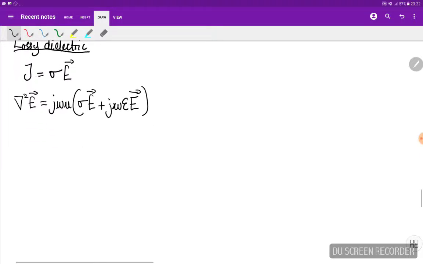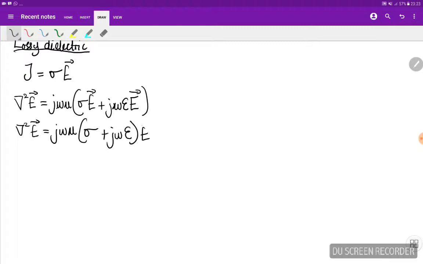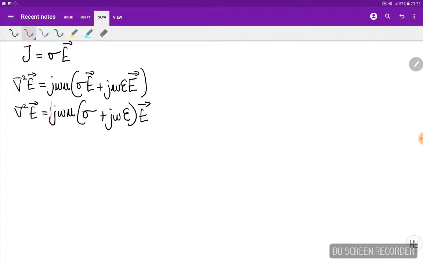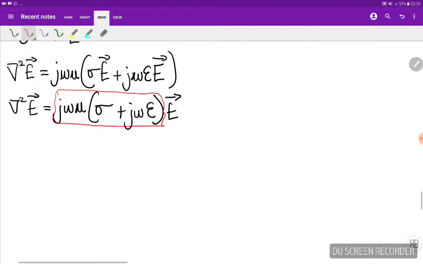Now we can factorize E out. So we have grad squared E is equal to j omega mu, bracket conductivity plus j omega epsilon, E. So this is the new equation. Now, does this look familiar? This is also a constant because the conductivity of a material is constant, and the epsilon of that material is also constant.